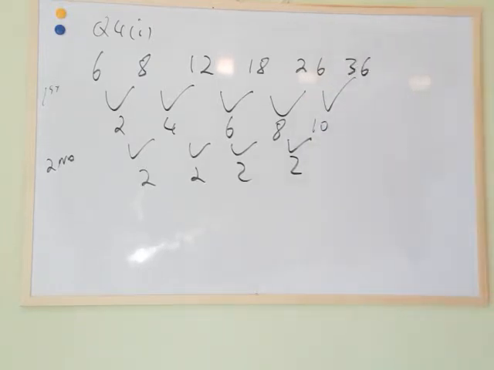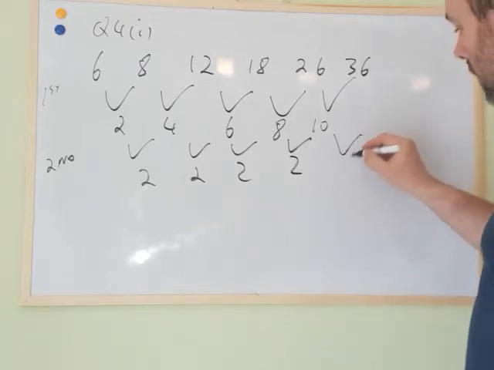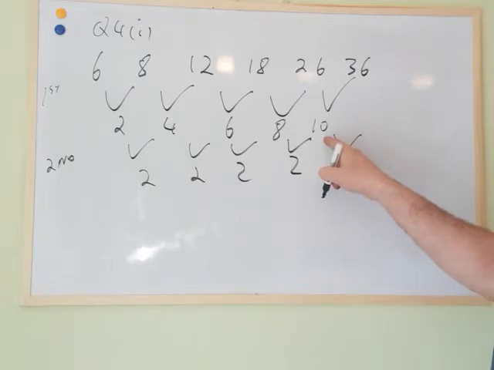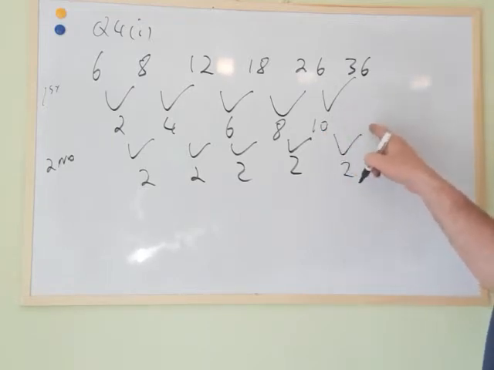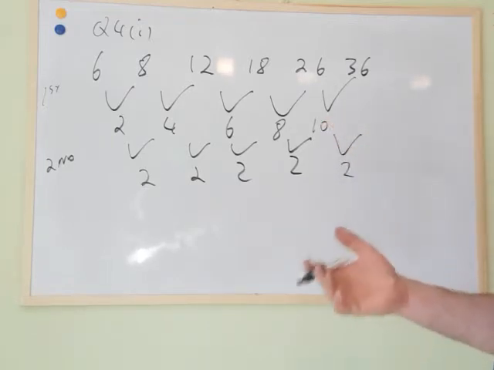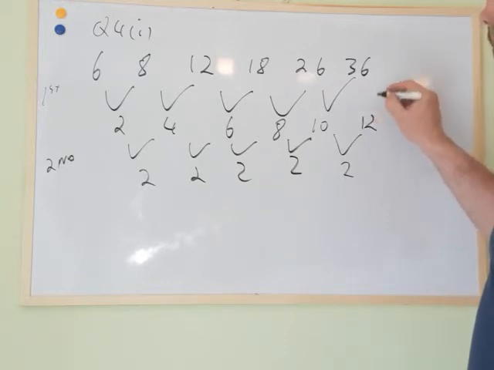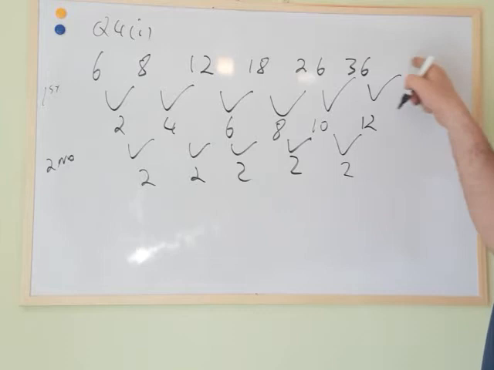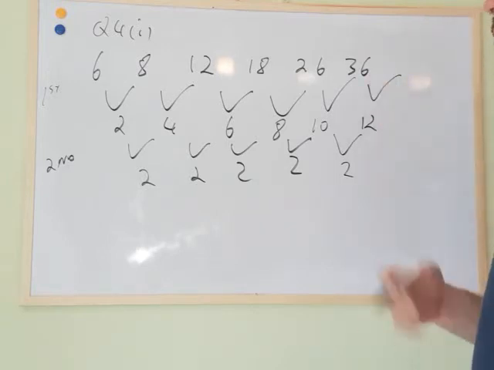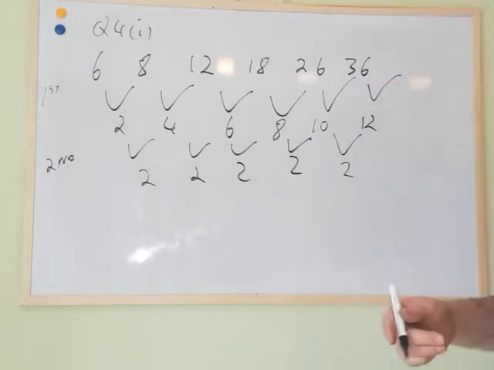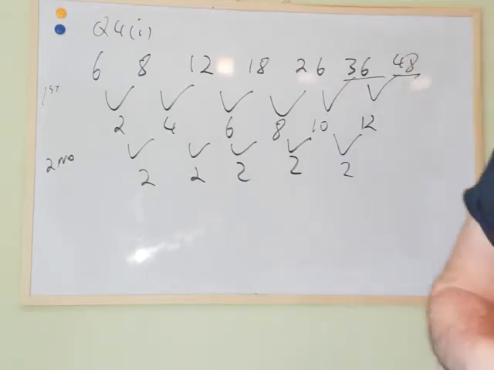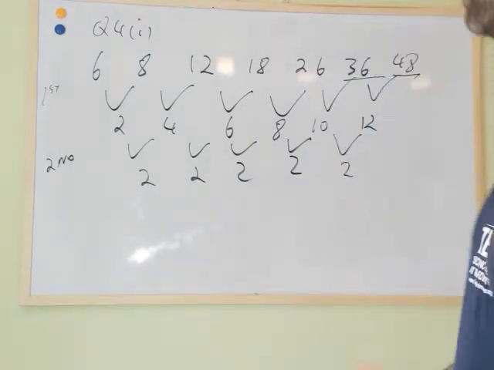Okay, we're asked to get the next two terms. So we do it again. Well, the second difference is 2. And we know this number is 10. So what number must this be to have a difference of 2? Well, 10 plus 2 is 12. And if this number is 36, then what is this number so that there's a difference of 12 between these two numbers? 36 plus 12, if we remember 12 times tables, is 48. So there's our next two terms. Do for me question 4, part 1.